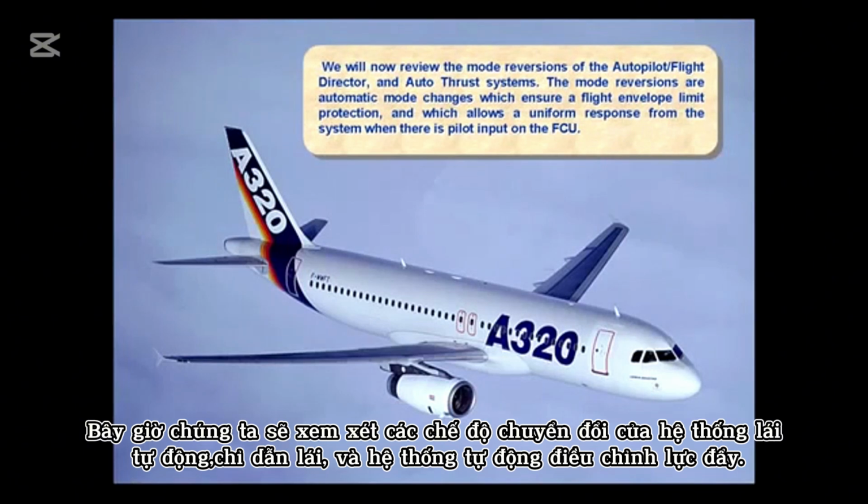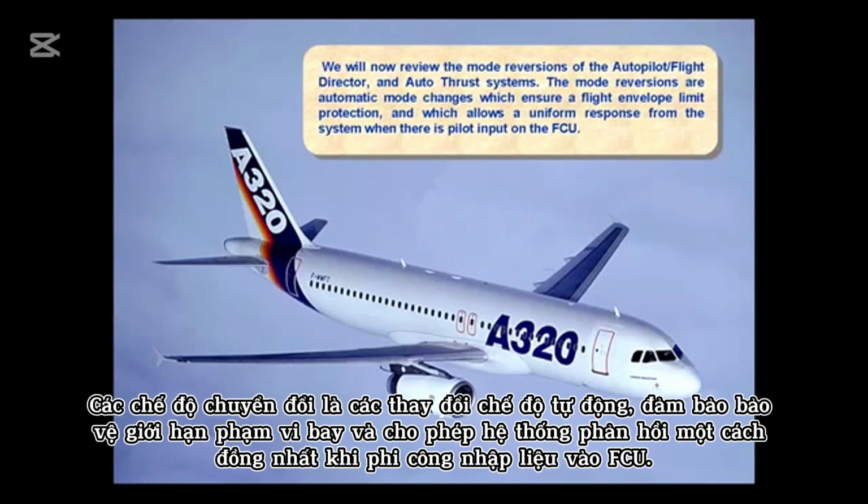We will now review the mode reversions of the autopilot flight director and autothrust systems. The mode reversions are automatic mode changes which ensure a flight envelope limit protection and which allow a uniform response from the system when there is pilot input on the FCU.